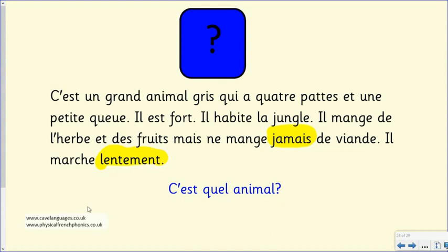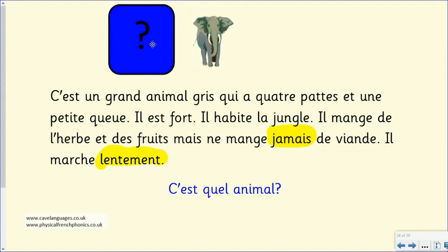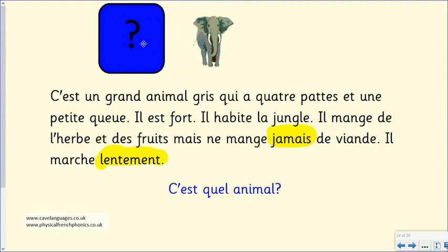C'est quel animal? Which animal is it? Can you work out before I show you which animal is behind here? A large grey animal, 4 feet, small tail, strong, lives in the jungle, eats grass and fruits, doesn't eat meat, and it walks slowly. Did you guess an elephant? Hopefully.